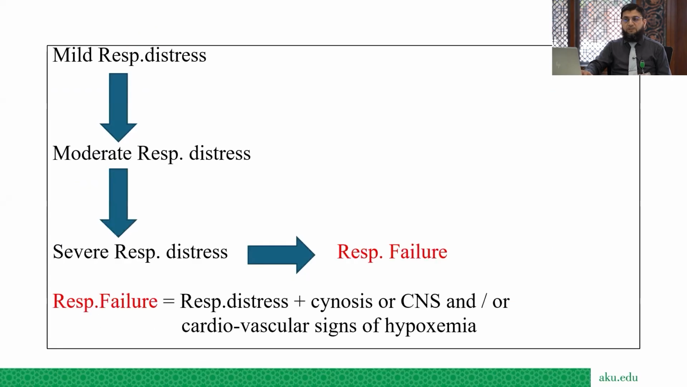So a patient does not go directly into severe respiratory distress. They usually develop mild respiratory distress, then moderate respiratory distress, and then severe respiratory distress with impending signs of failure, which lead to respiratory failure. And it is this respiratory failure and respiratory distress which lead to cyanosis and CNS and cardiovascular signs of hypoxemia, further leading to multi-organ dysfunction and death of the child.